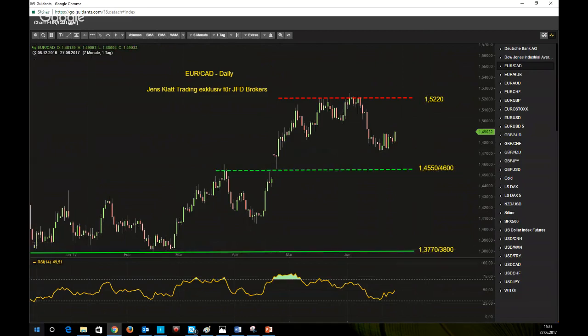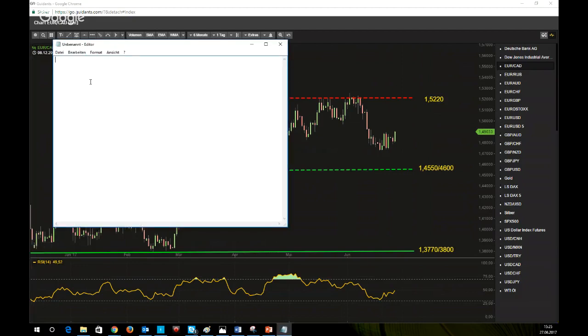So wait one second, I'll do the following. I'm working in the editor in this case, and I'm just writing this down. So Euro USD short idea, aggressive and anti-cyclical.